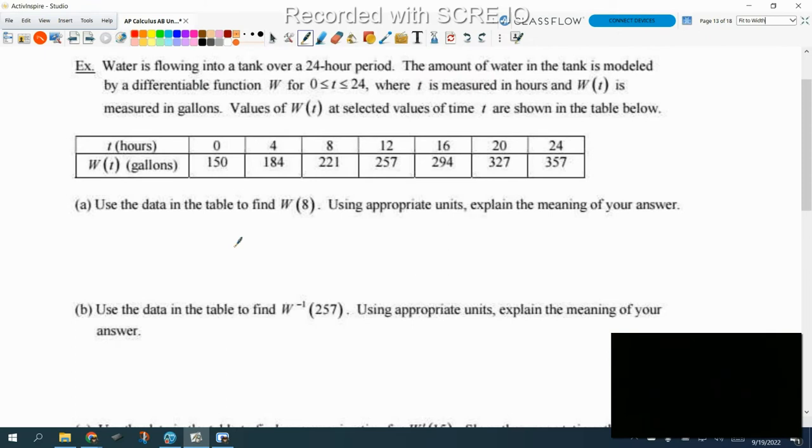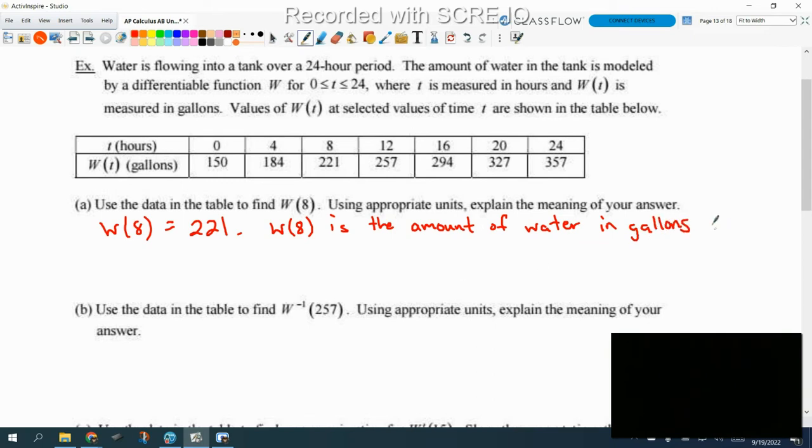All right, so use the data in the table to find W of 8. This is simply just picking a number out of the table. W of 8 is equal to 221. Then it says using appropriate units, explain the meaning of your answer. All right, so W of 8 is the amount of water in gallons in the tank at T equals 8.